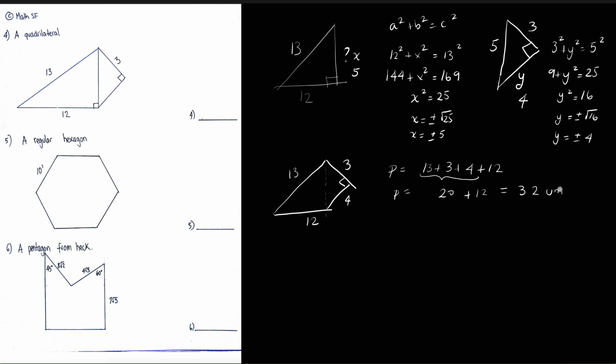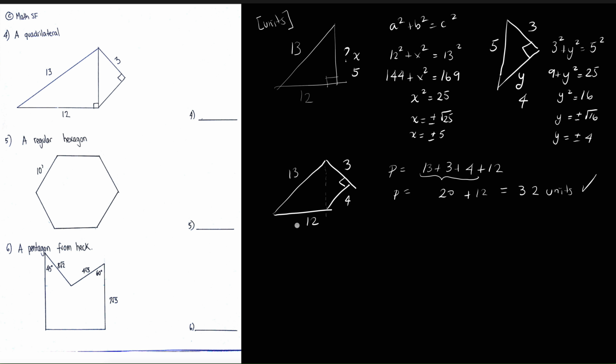Units. Because the units are not shown, we just declare that these are units. So I might want to write here, in brackets, "units" as a reminder. Now we found the perimeter, we got this one here. Now let's find the area.